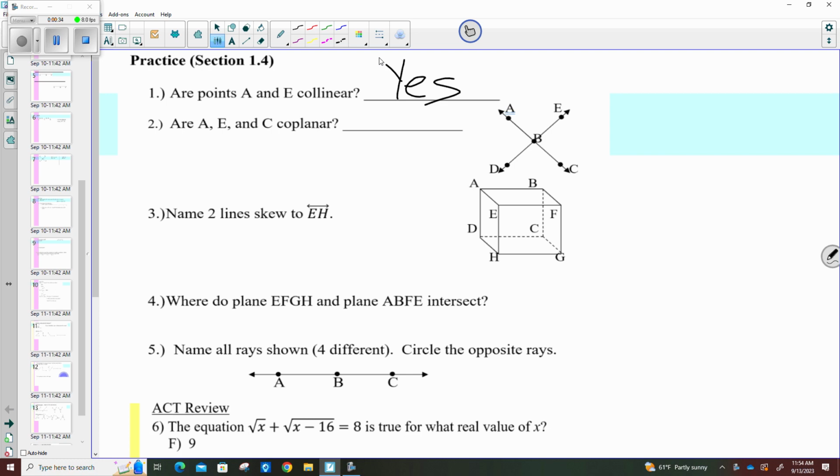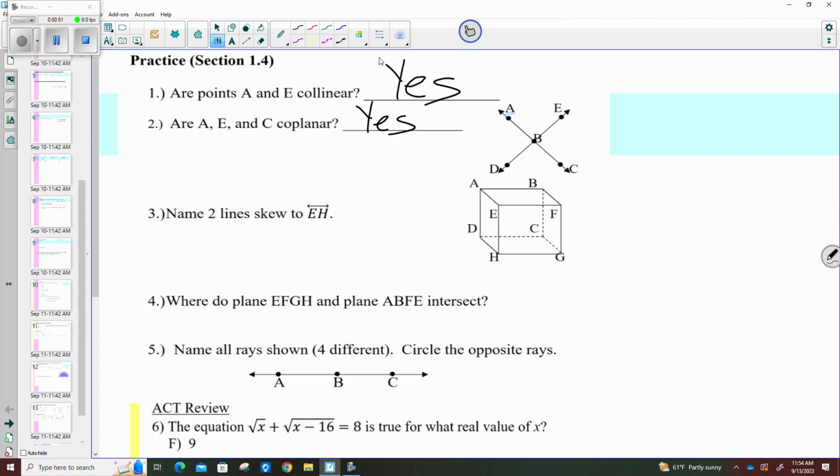Are A, E, and C coplanar? How many points are always coplanar? Do I have to look at the picture? No, 3 points are always coplanar. Answer is yes. Make sure those both say yes. There's no work there. You just got to make sure they both say yes.